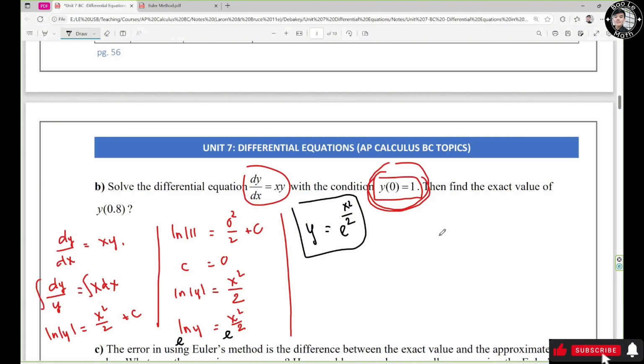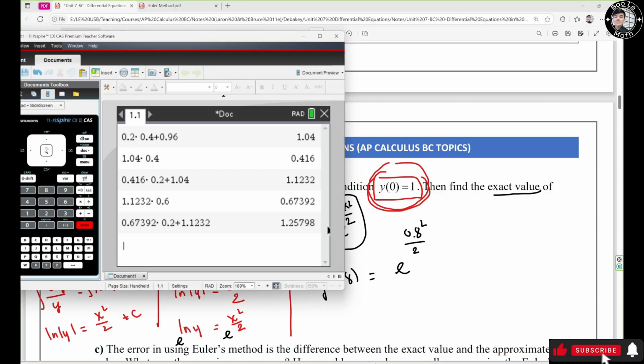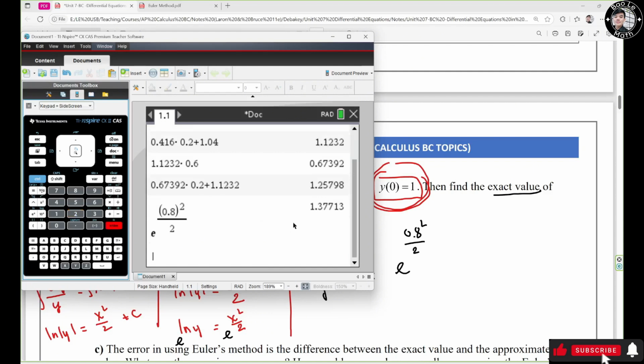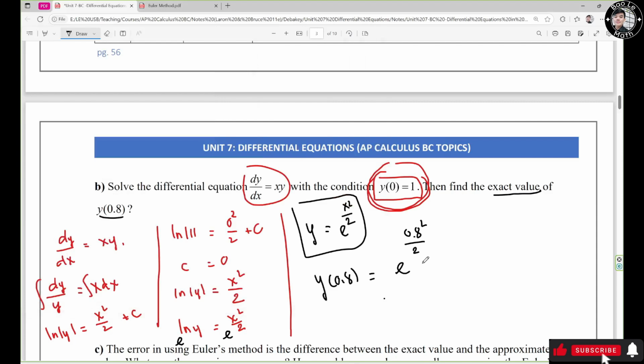Now, find the exact value of y of 0.8. So I have y of 0.8 equals e raised to the 0.8 squared over 2, right? So I'm going to bring up the calculator. I have e raised to the 0.8 squared over 2, right? Hit enter. The answer is 1.37713, right?